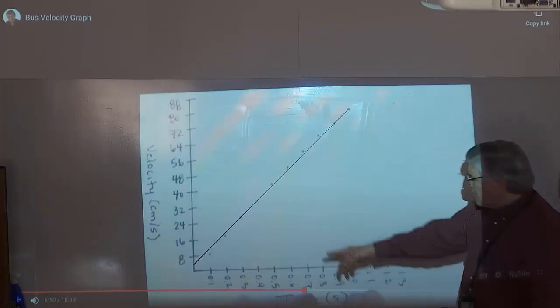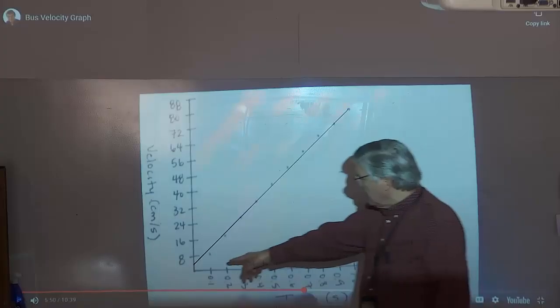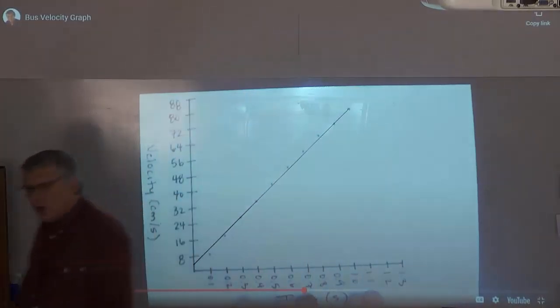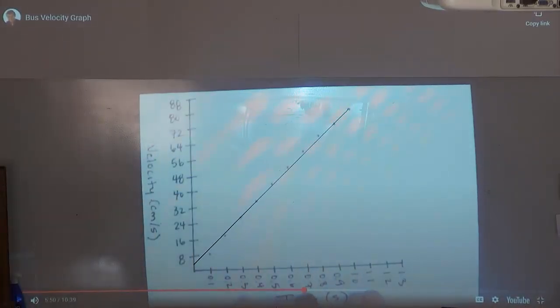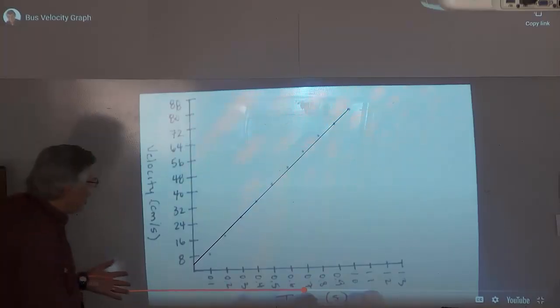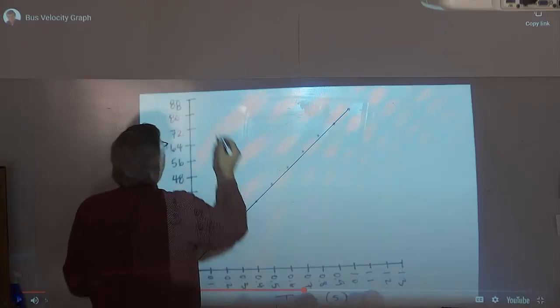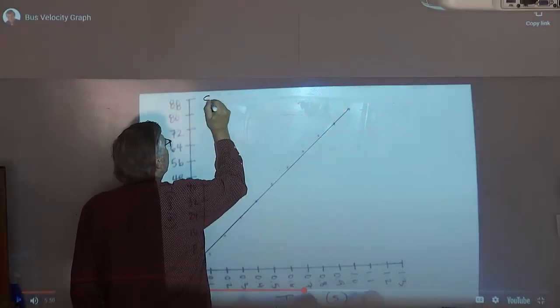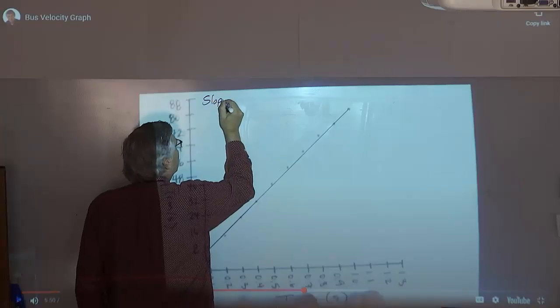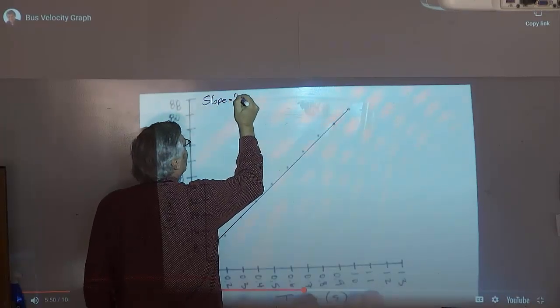Now, notice that the best fit line that I drew did not go to 0. And there's a reason for that. Okay, pay attention. It probably will not go to 0, 0, and that's okay. There's a reason. Let's take a look and see what that reason is. So first of all, I'm going to get a slope. We know that slope is equal to rise over run.